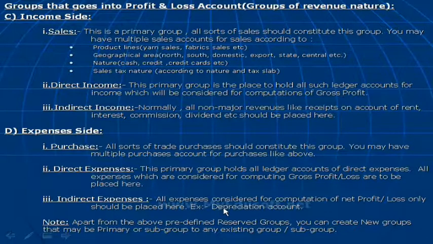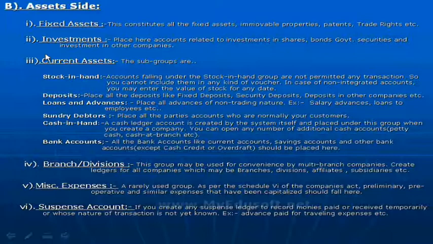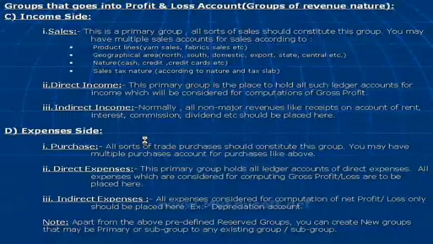For example, depreciation account. Like this, we have subgroups under main groups, that is income side, expenses side, and in the same way we have subgroups under assets and liabilities. With the help of these groups, we have to post the ledgers according to their nature.